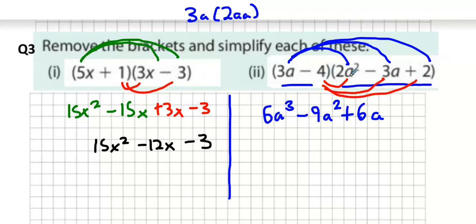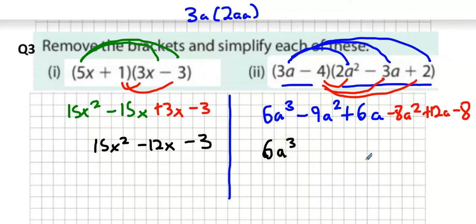What's 4 times 2a squared, lads? 4 times 2a squared? 8a squared. 4 times 3a? 12a. 4 times plus 2? 8. Minus a. Okay? Now, what happens next, guys?